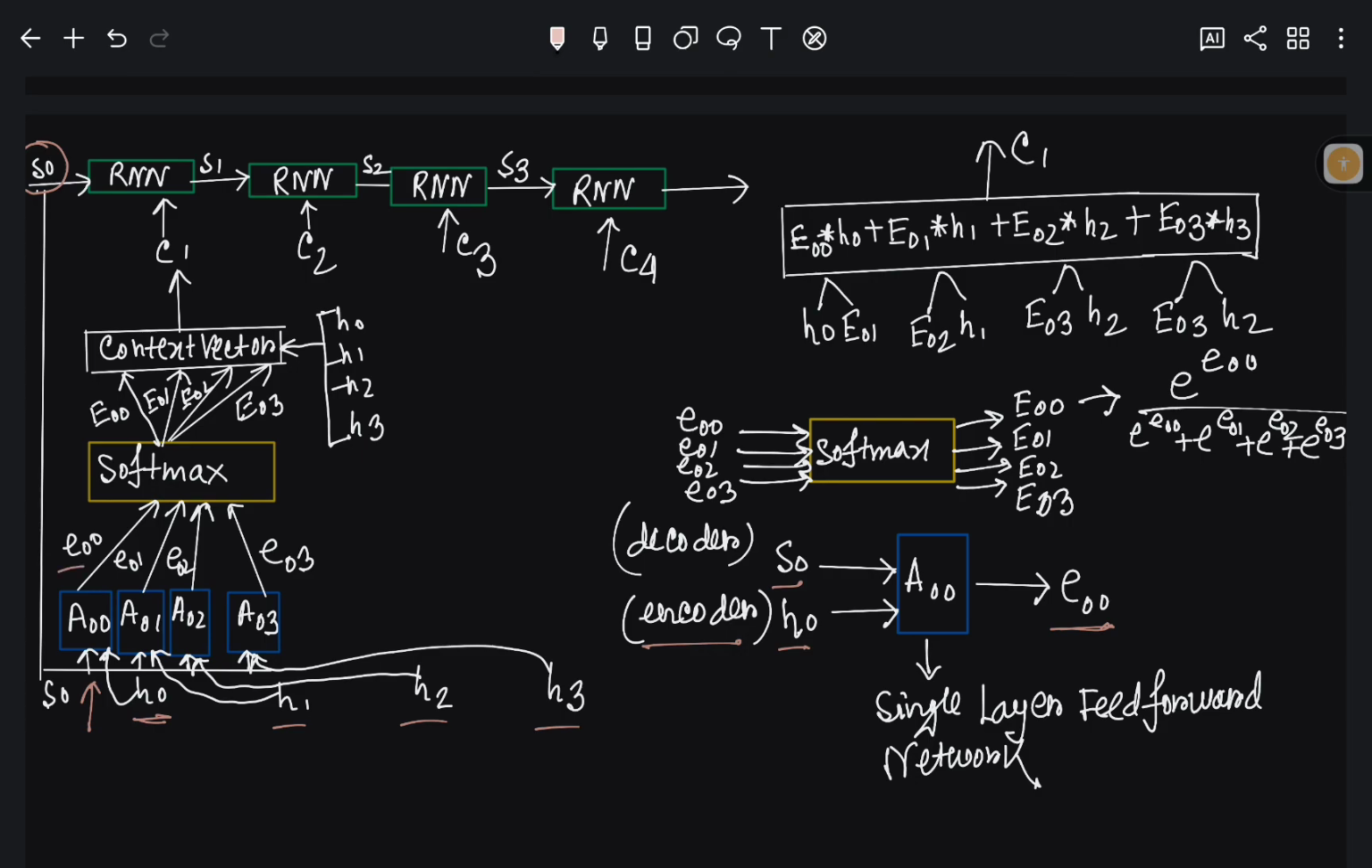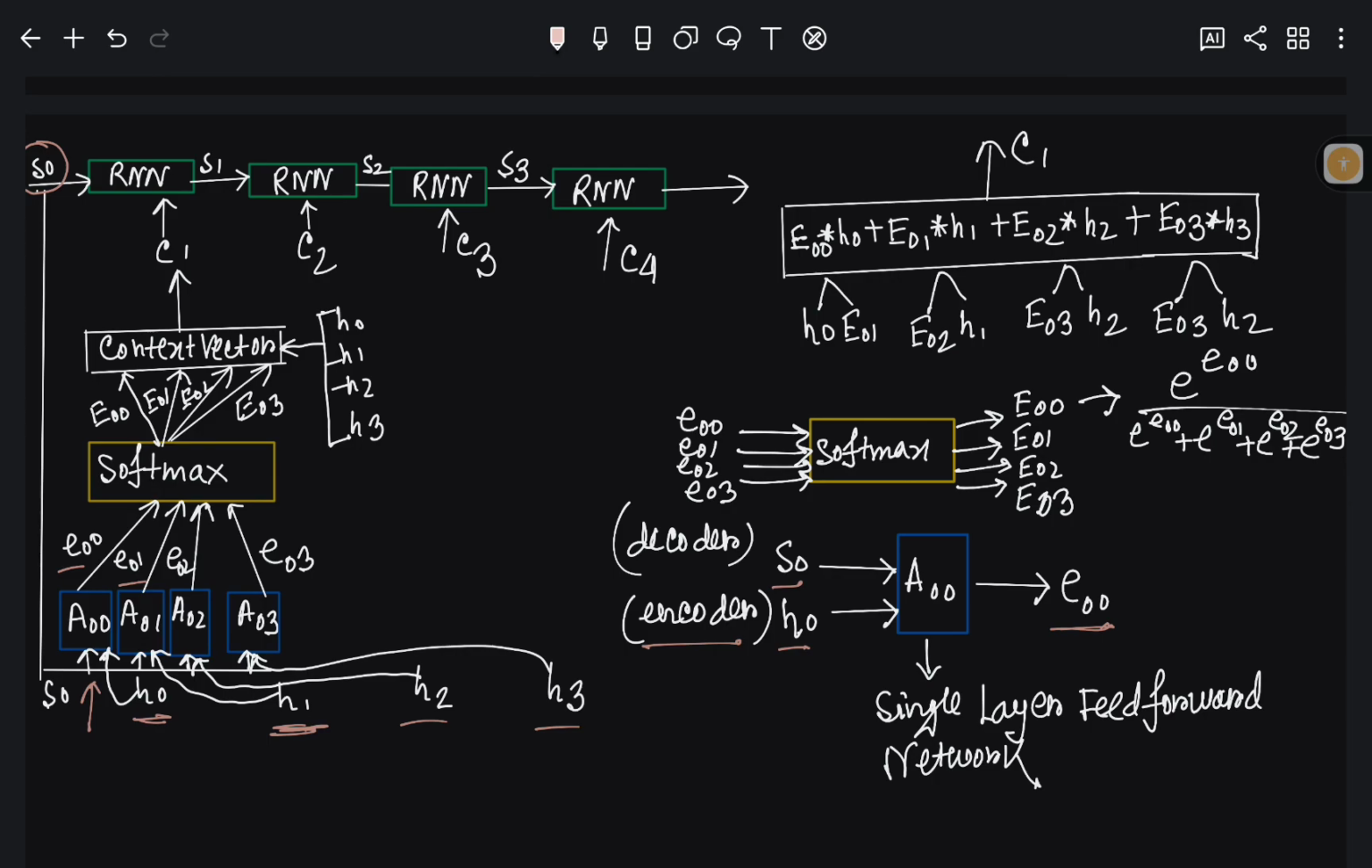Like we get e00, similarly we will get e01. While calculating e01, we will use H1 as one of the inputs. So S0 will be as it is, right? And then we get e02 and e03, and all these inputs, the e0s, we pass through a softmax layer.